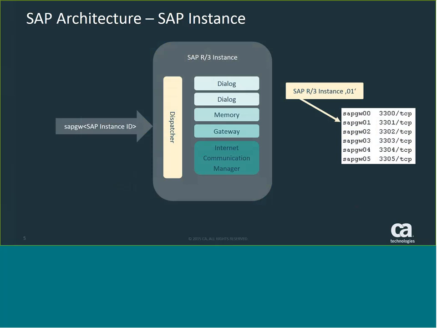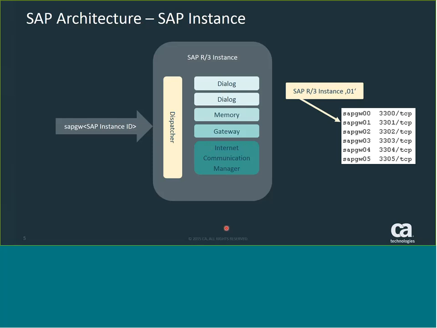Looking at an SAP system from an external program, we have two options to connect to the system actively. First, we can connect to a specific SAP instance, which is part of a bigger SAP system. An SAP instance comprises a dispatcher, at least two dialog processes, a memory, a gateway process, and the Internet Communication Manager. Multiple SAP instances can run on a single host system. Each SAP instance has an instance ID, which is a two-digit number.